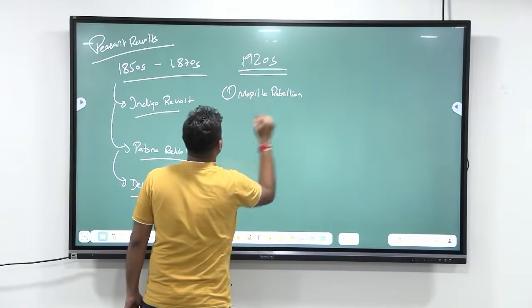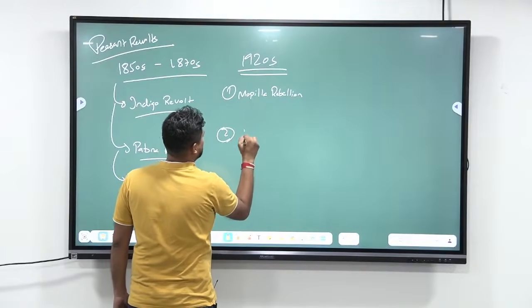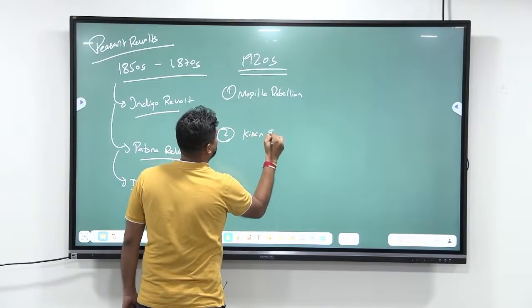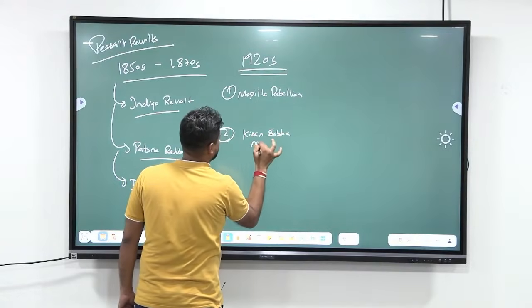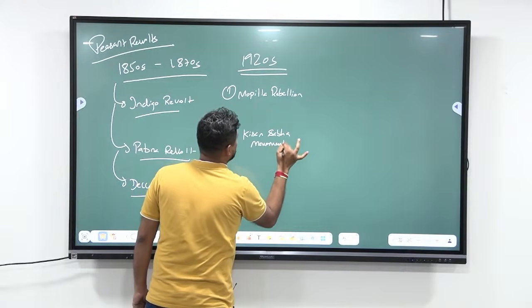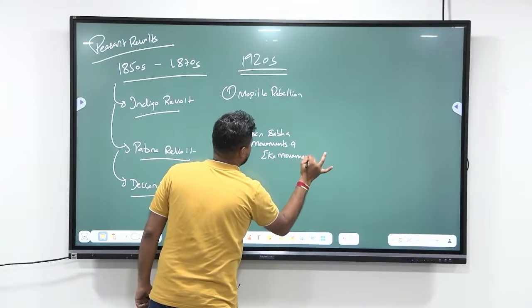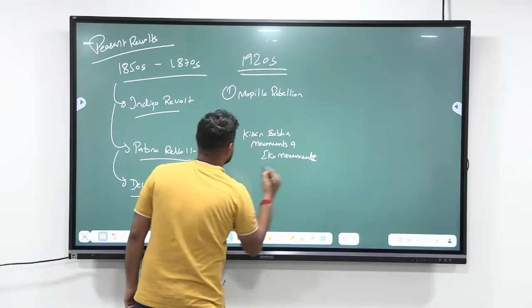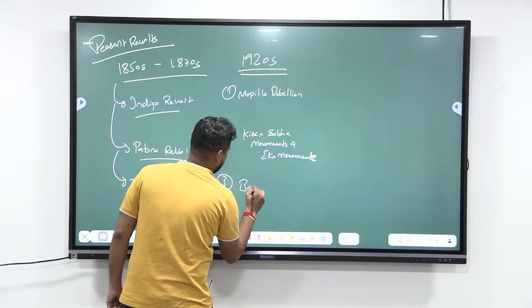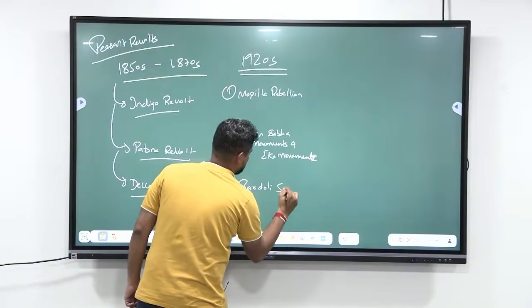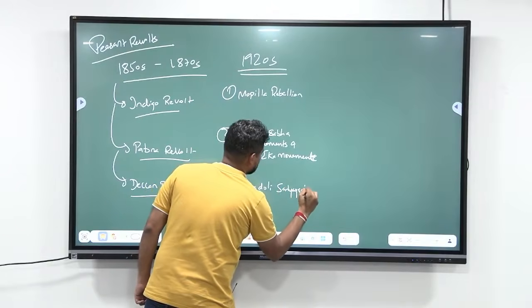The second is the Kisan Sabha movements and Ekka movement. The third is Bardoli Satyagraha.